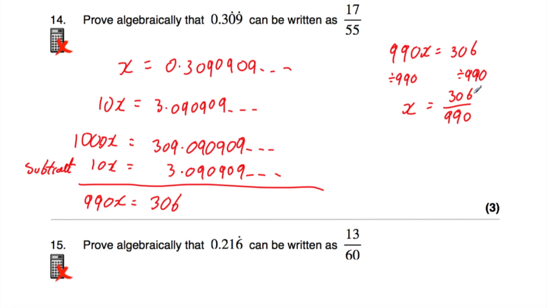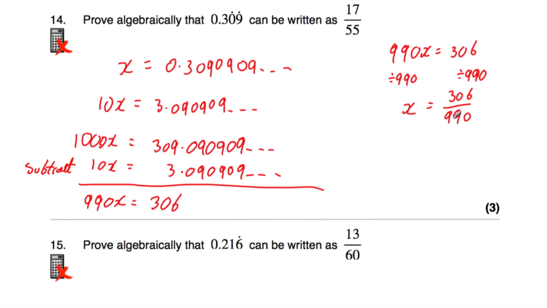So we've got 306 and 990. Hopefully that'll cancel down to 17/55. Now if we have a look here, both of these numbers are divisible by 2. They're divisible by 3. I can actually see they're divisible by 9, because the divisibility test for 9 is to add the digits together and see if you get a multiple of 9. So 3 plus 0 plus 6 is 9, and 9 plus 9 plus 0 is 18, and they're both in the 9 times tables. So that means that both of these numbers are divisible by 9. So let's divide both of them by 9.